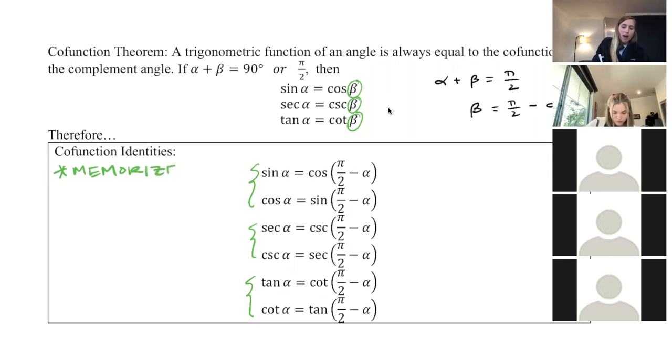And it looks like a lot, but it's not. It helps you, right? Sine and cosine. Secant, cosecant. Tangent, cotangent.